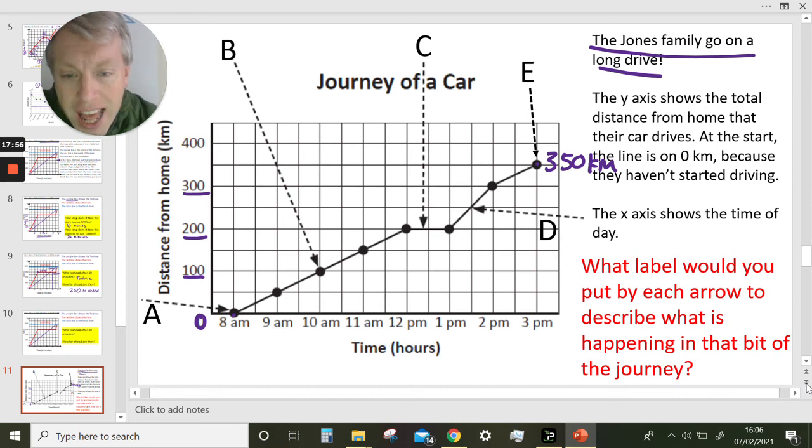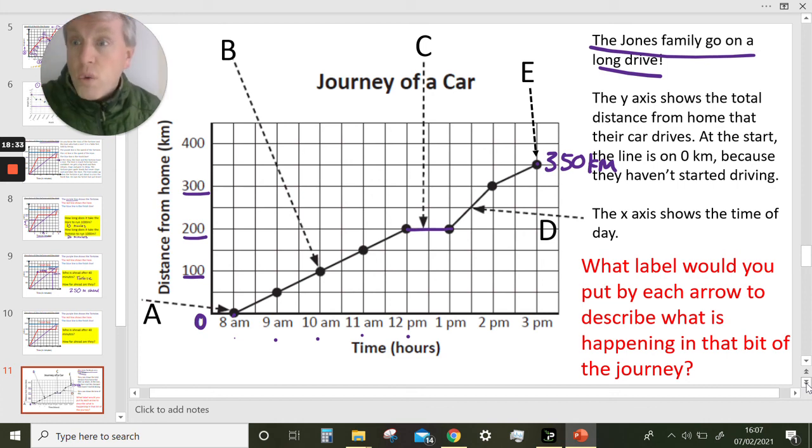And let's look at the x-axis. We must do that. 8 a.m. is when they start. 9 a.m., 10 a.m., 11 a.m., 12 p.m. Oh look, the line goes flat between 12 and 1. They haven't gone any distance between 12 and 1. I wonder why. Then the line goes back up. So look, we can see them driving. Something happens between 12 and 1. They don't go any further. Then they start driving again.